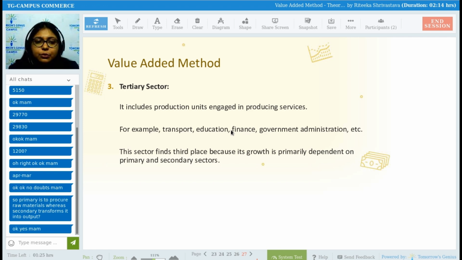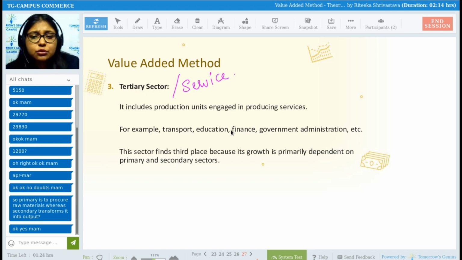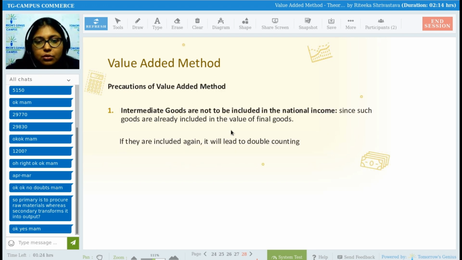Tertiary sector will include all the industries basically, or the service sector. So tertiary sector is also called the service sector because it provides services. So banks, then government, transportation, education, hospitals, all of these things come under tertiary sector. So in the value added method, we are going to include primary sector, secondary sector, and tertiary sector.